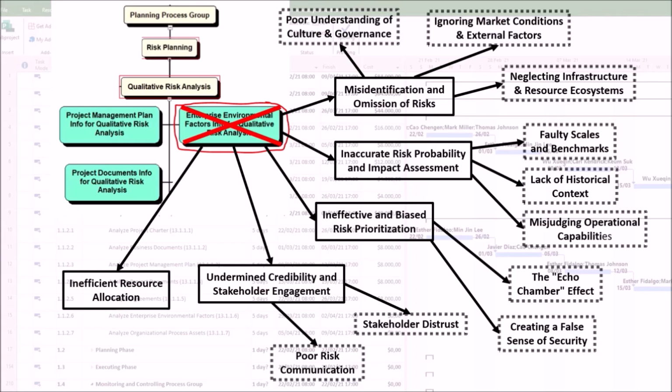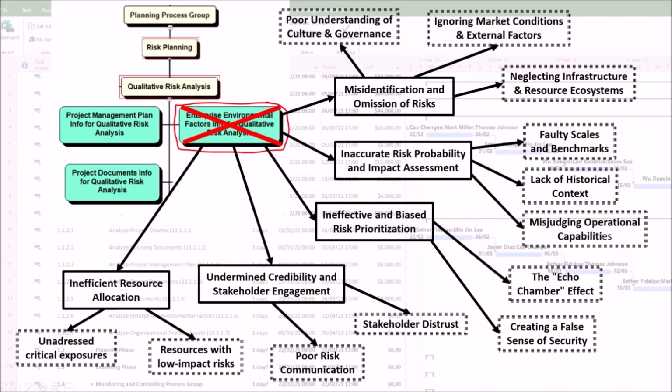5. Inefficient resource allocation. Ultimately, qualitative risk analysis guides where to apply limited risk response resources, such as time, money, and people. A poor enterprise environmental factors analysis causes misallocation. First, resources wasted on responding to risks that are unlikely or low impact in the true environment. Second, critical exposures are left unaddressed because the risks were not identified or under-prioritized, potentially leading to project failure.